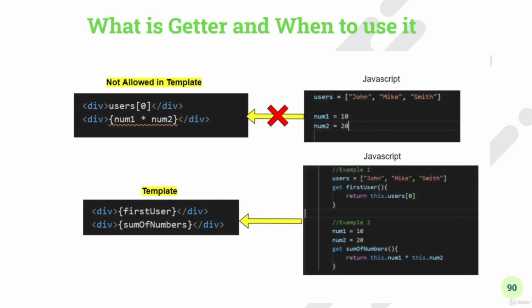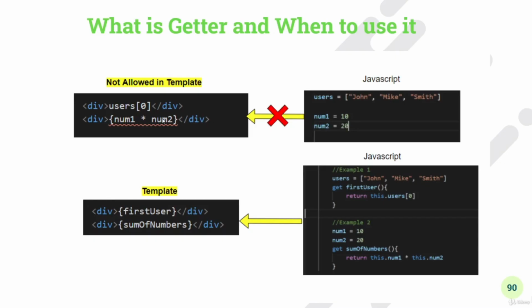So first, what was the need of getter? Actually, we need to understand, when everything was there, track was there, and other properties were there, we were able to render the data in the HTML. So what was the need of the getter? So let's see the problem first. So in the first diagram, on the right hand side in JavaScript, I have an array of values, and I have some other properties, like num1 and num2, which have values 10 and 20.